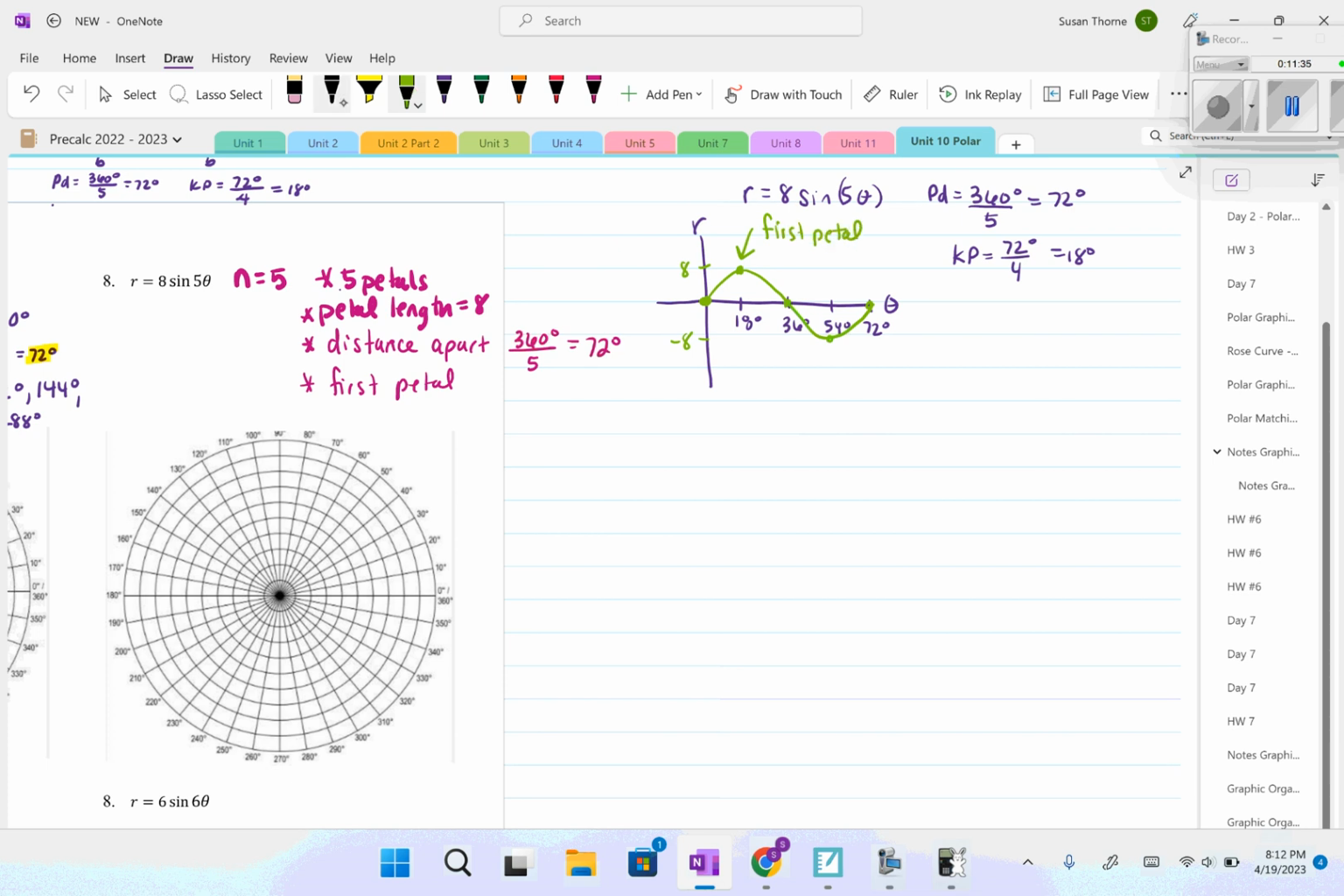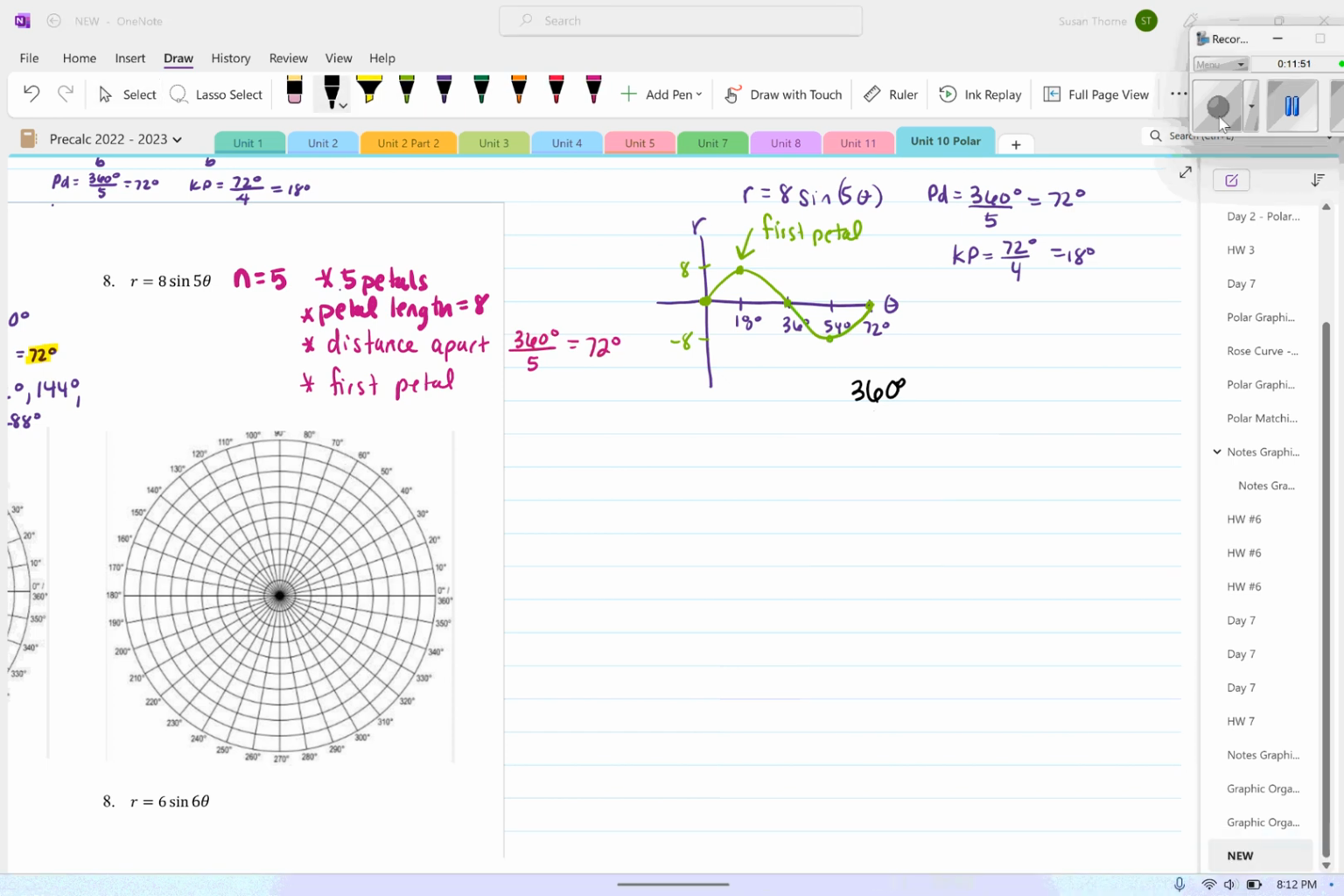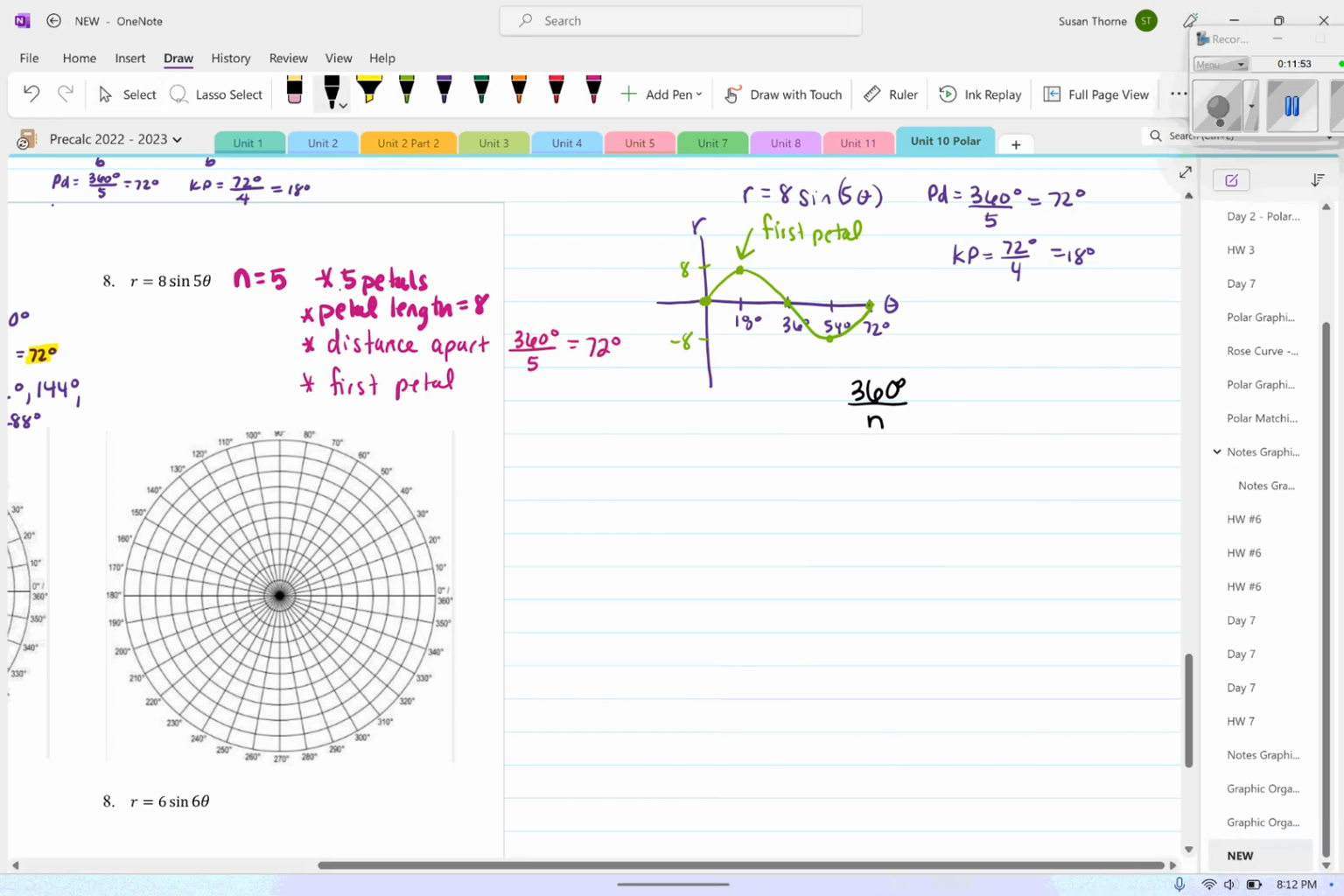So an easier way of doing this, rather than having to always figure out what the period is and then dividing that by 4, you can just put this into an equation. So for this one, notice that you're doing 360 degrees divided by n. And then remember, we're dividing that by 4.